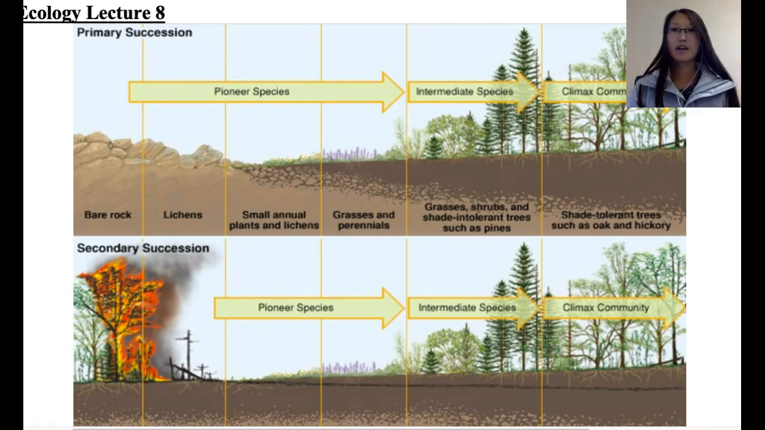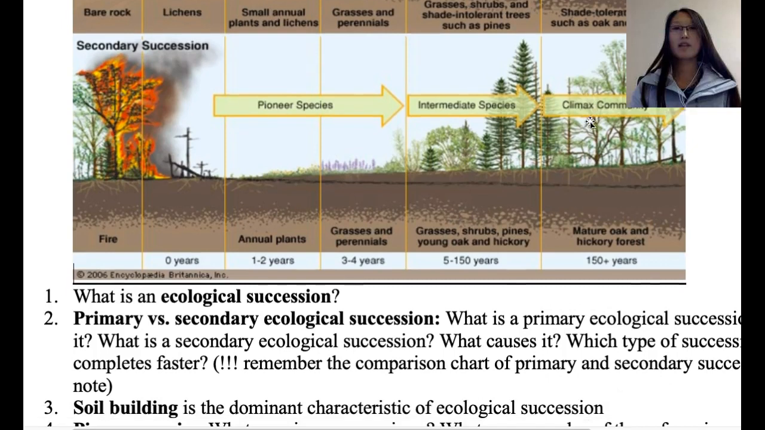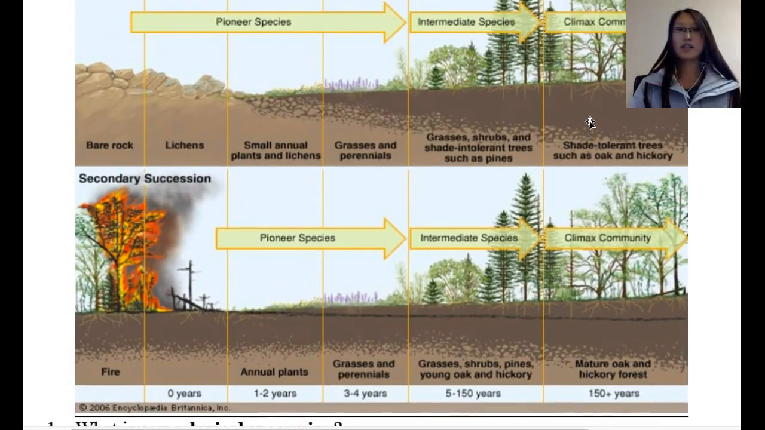Take a second to look over this picture. Again, see the transition going from bare rock to our pioneer species, to having some soil and small grass, some small bushes, to eventually our climax community, where everything is good. Then the next one is our secondary succession.